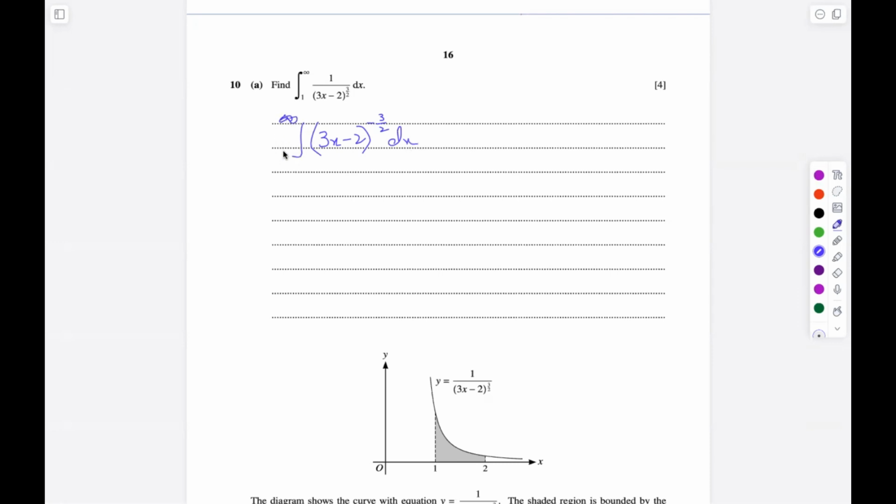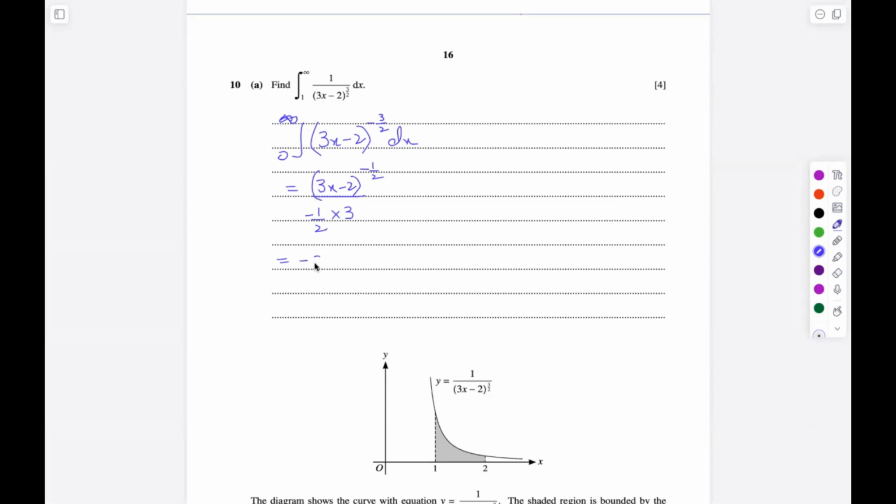First, integrating, we will get (3x minus 2) and we'll increase the power by 1. So minus 3 upon 2 plus 1 will become minus 1 upon 2. We will divide it by minus 1 upon 2 and also multiply it by the derivative of 3x minus 2, which is 3. So the final expression will become, so the 2 will go into the numerator.